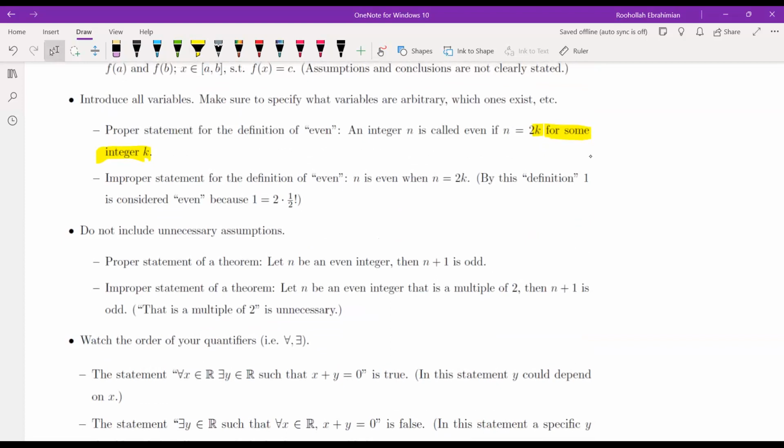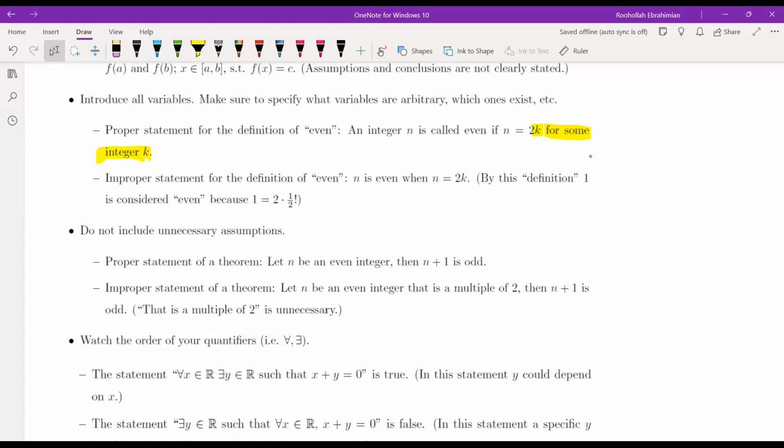Another thing you want to keep in mind is do not include unnecessary assumptions. Oftentimes, students think that the longer, the better, and that's not true. It doesn't necessarily make your solution or statement of the theorem or definition better when you make it longer. It just means you made it longer. That's all it means. So here's an example.